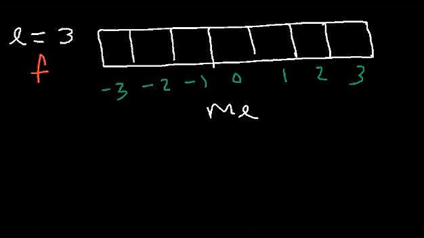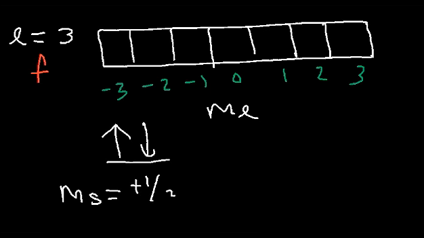Now in each orbital, the spin could be up or it could be down. MS is the electron spin, as we mentioned before. It's +1/2 if you have an up arrow, and it's -1/2 if you have a down arrow.